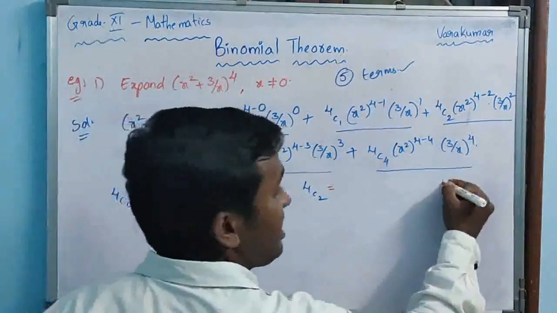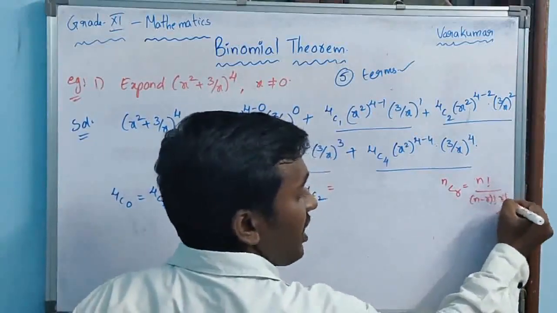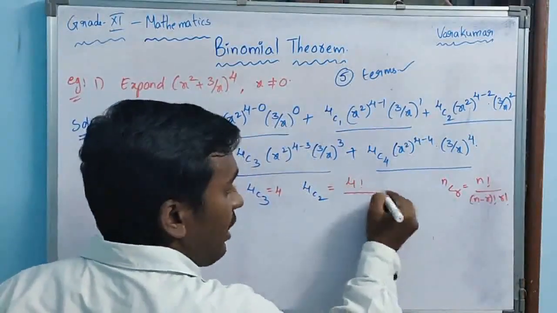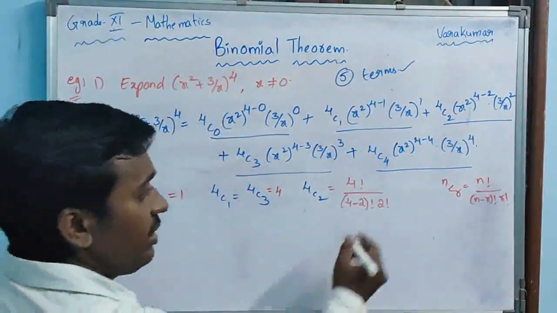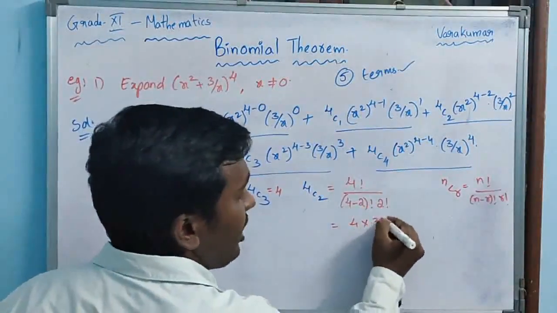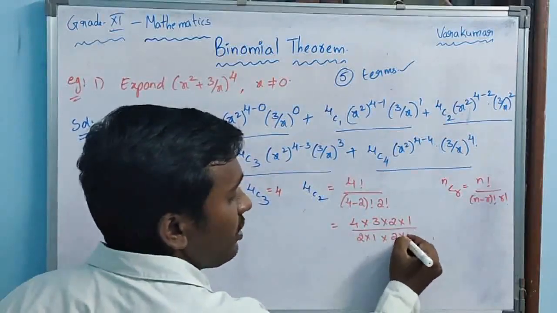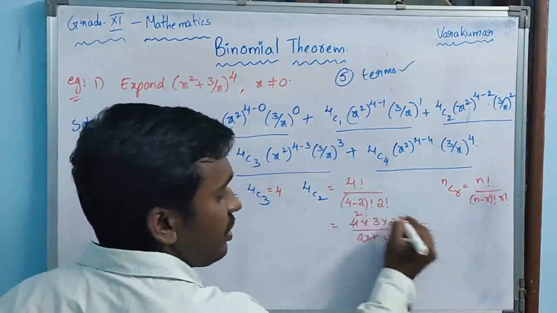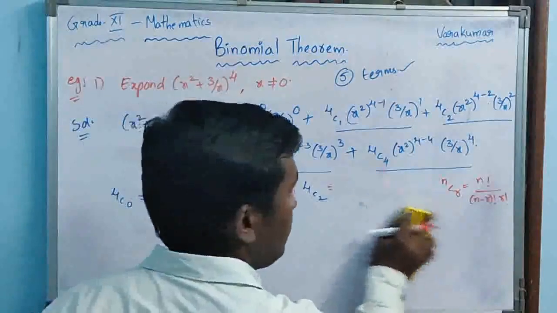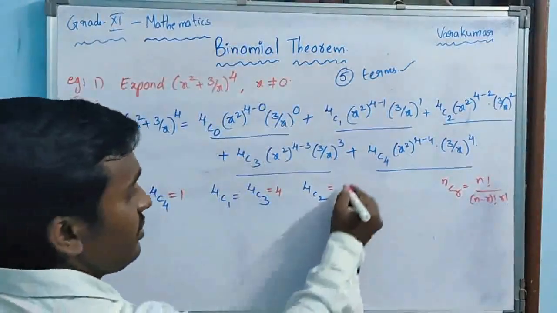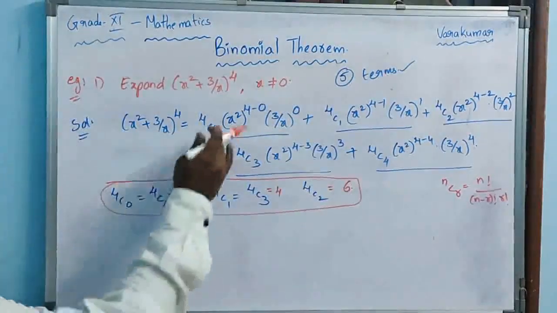For 4c2, according to the definition of nCr, n factorial by (n − r) factorial into r factorial, which we know. I'm going to write 4 factorial by (4 − 2) factorial into 2 factorial. Let me expand it: 4 into 3 into 2 into 1 by 2 factorial, which is 2 into 1, by 2 into 1. These both cancel, so it comes to 6. So 4c2 value is 6.